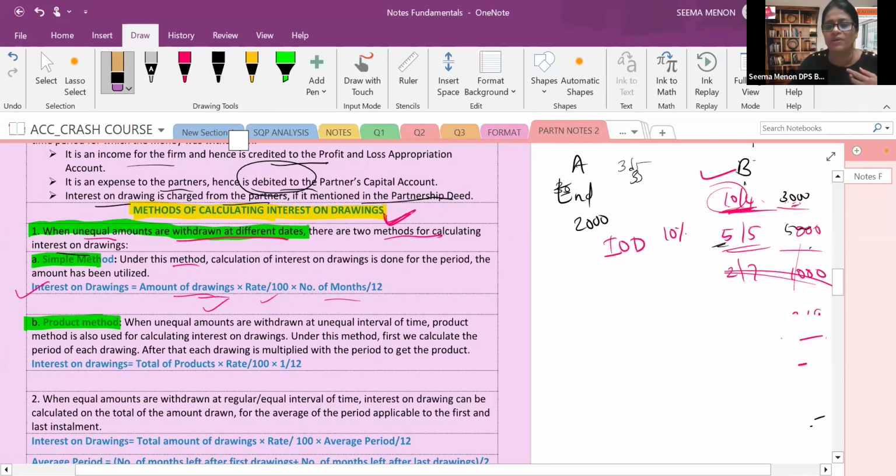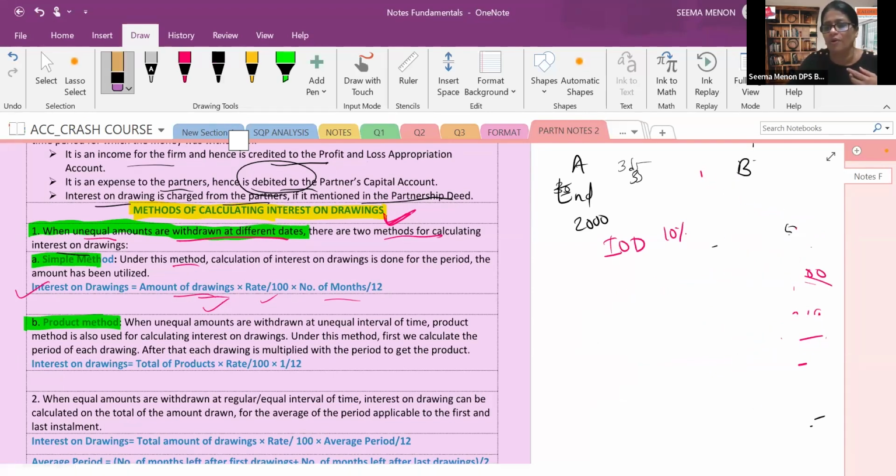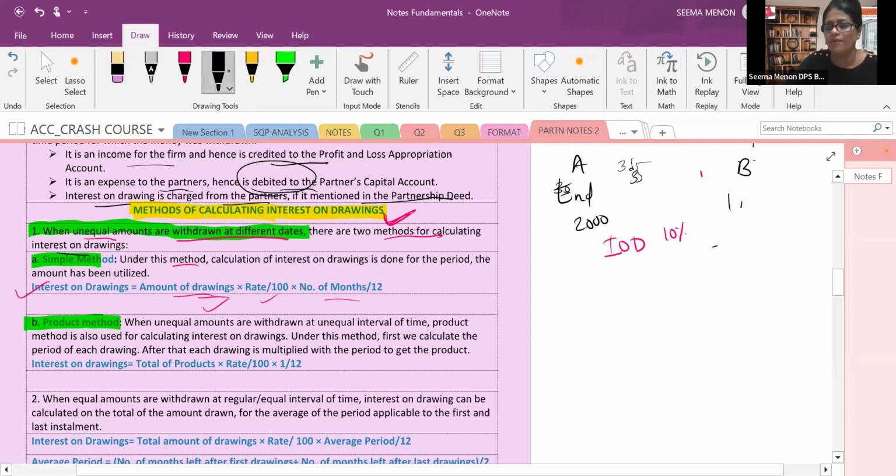I hope the simple method is clear, and again I'm going to discuss this method. Now, instead of days, I'm taking an example of months. B had withdrawn on 1st April, 5000 rupees. Then again he has withdrawn on 1st October, not 10th October. He again withdrew 3000 rupees. Only 2 withdrawals. How will the firm calculate?